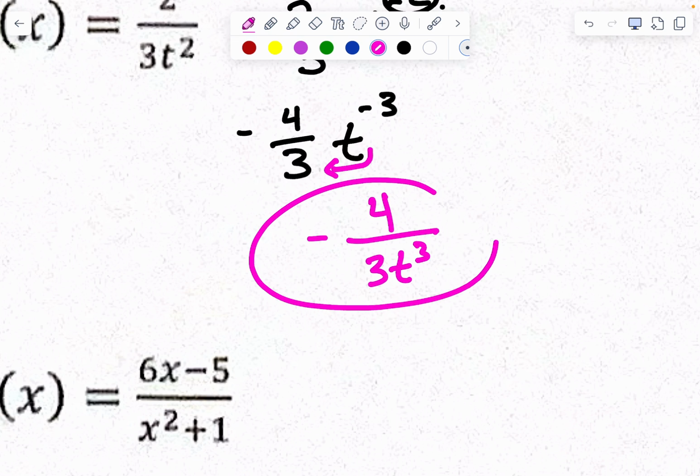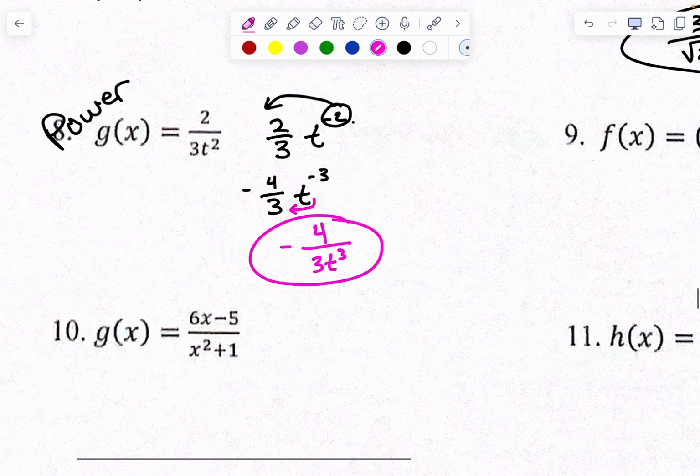3t cubed. Now, if you do the quotient rule, you will end up with that same answer eventually, but it'll be a lot longer. But, oh well, whatever, it's fine. But it's options. You've got options.